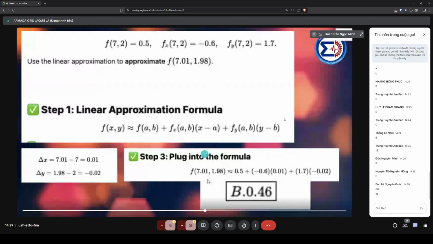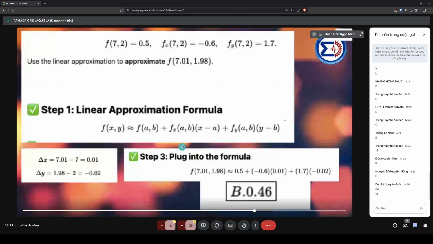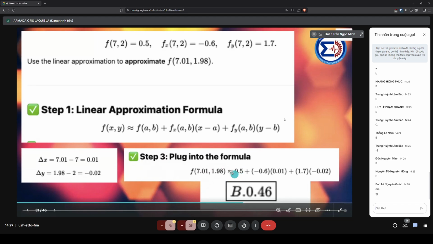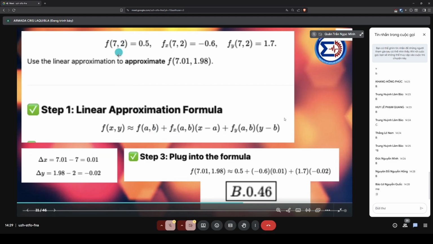Okay, so we have this in the formula. For this one, it doesn't use the X sub O, Y sub O. So it uses the A, B there, and it's okay. They're just variables. So we have there f of x,y, we have 7.01 and then 1.98. It's approximately equal to f of AB, which is given already. We have 0.5. Your fx, you substitute it here, negative 0.6. Now, what is your x minus a? Your x is 7.01 minus 7. Your a is 7 because it's here, f of 7, 2.